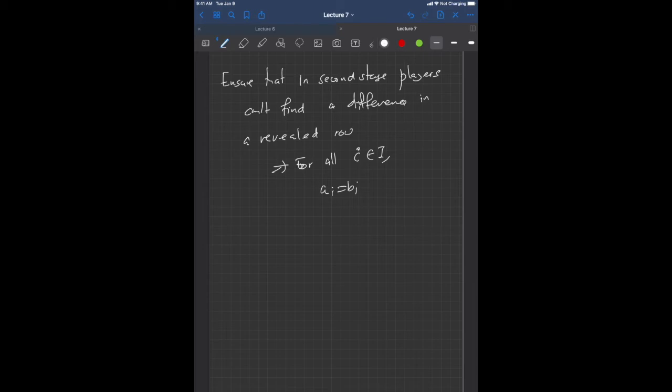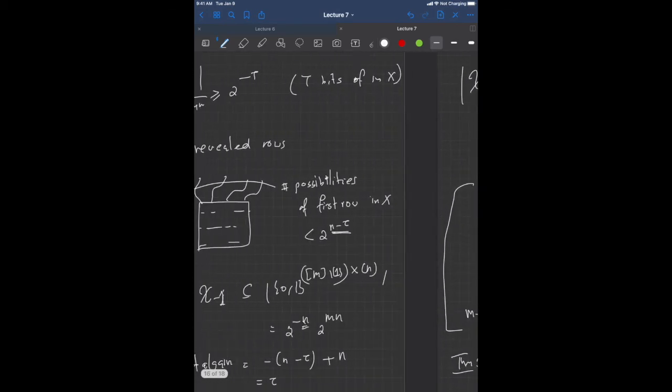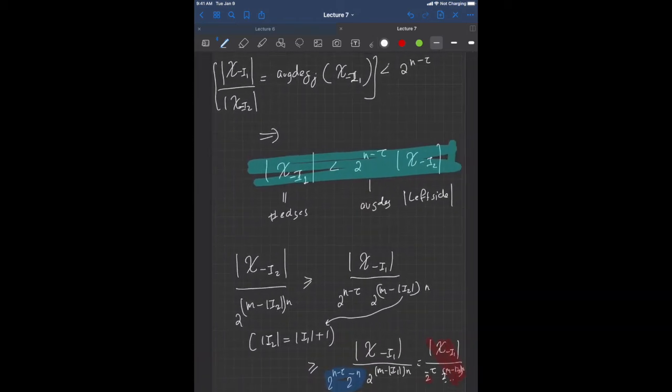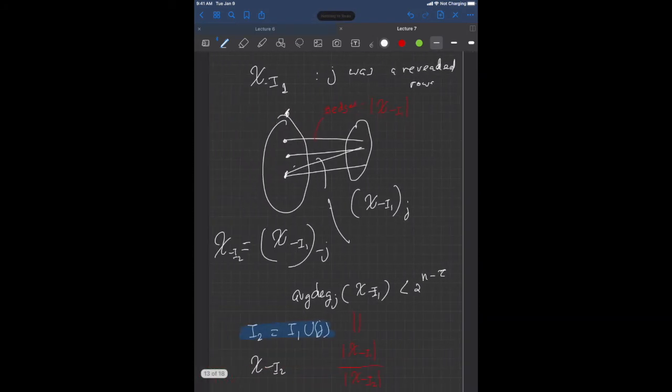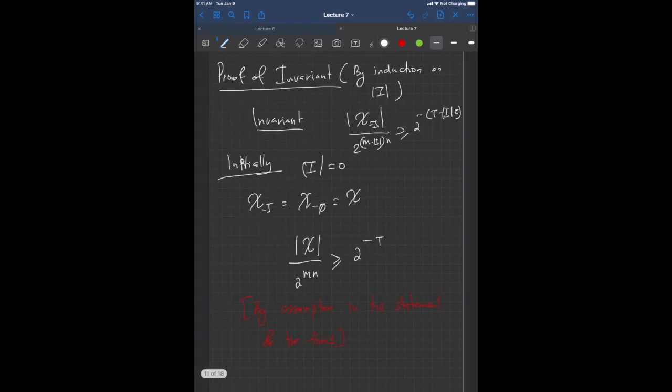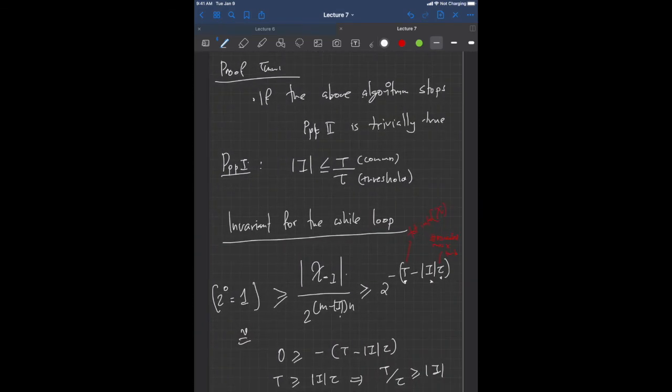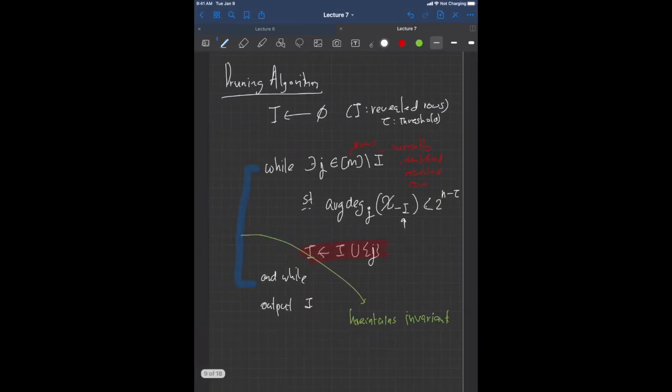Okay, how do we do this? This is somewhat tricky. There are two ways to do this. One way is to modify this pruning algorithm. Remember this pruning algorithm that we had, the set X_pi. We run this pruning algorithm on set X_pi to identify the revealed rows. But whenever we identify a revealed row, we want to set A_i equal to p_i.